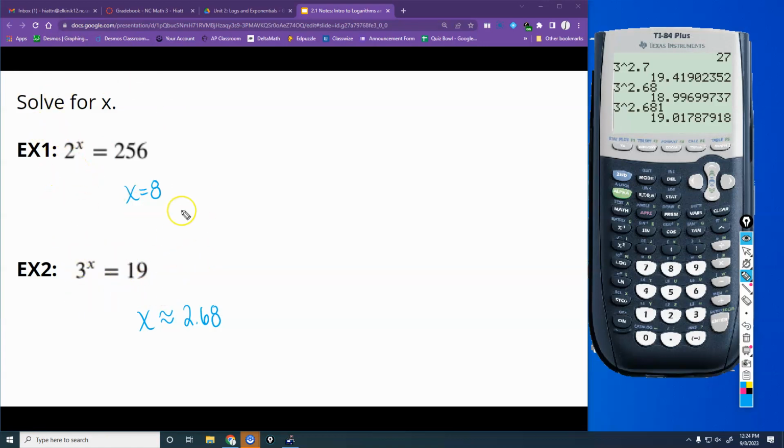Now, example 1, we could figure out by guessing and checking, and it wasn't that bad. We just tried a few numbers till we got something. Example 2 is an example that is one of the reasons why we need logarithms. Because if I have 3 to the x power equals 19, I'm trying to solve for that x, which means I'm trying to get rid of the 3. But it's not the same as 3 times x, right? If I had 3 times x, I'd just divide it off.